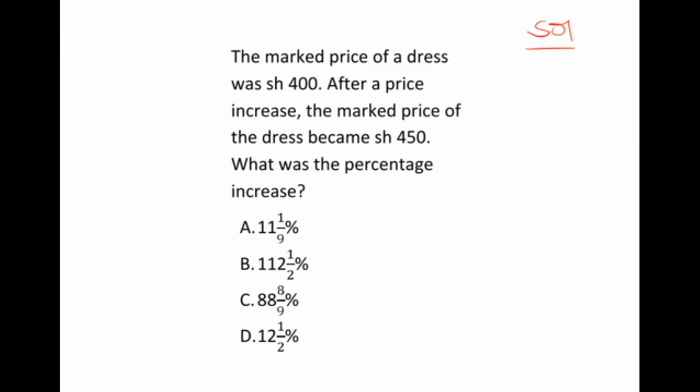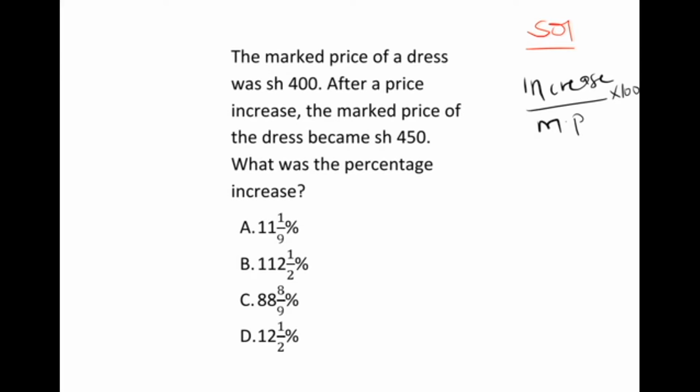In this question, we are told that the marked price of this dress is 400 shillings. Then we are told that after a price increase, the marked price of the dress became 450. Then we are asked to give the percentage increase. For us to get the percentage increase, we take increase over the marked price, which we can write as MP, then times 100%.